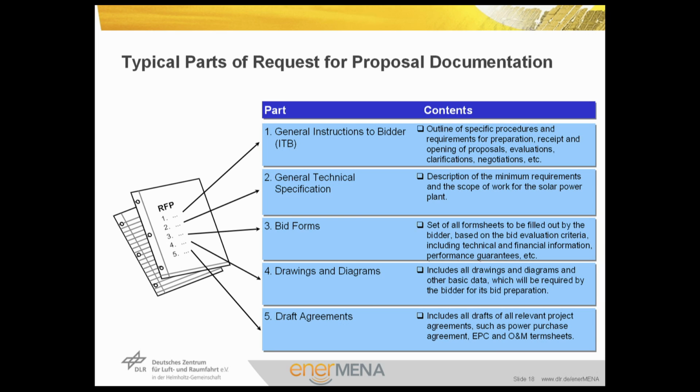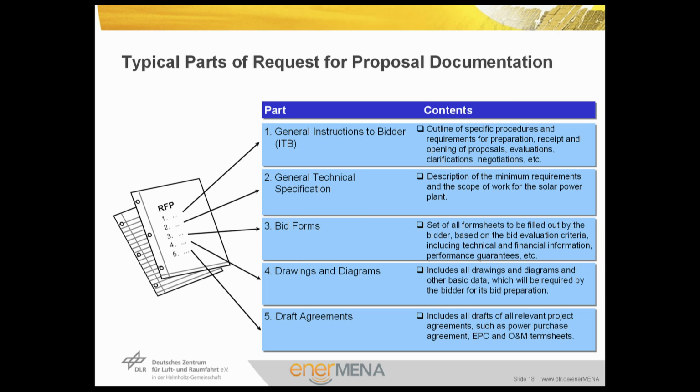Secondly, the general technical specification is a huge report with hundreds of pages, includes a description of the minimum requirements and the scope of work for the solar power plant. Then the RFP documents include also the bid forms. They are a set of all form sheets, basically technical and financial information, but also performance guarantees to be filled out by the bidder based on the bidder evaluation criteria.